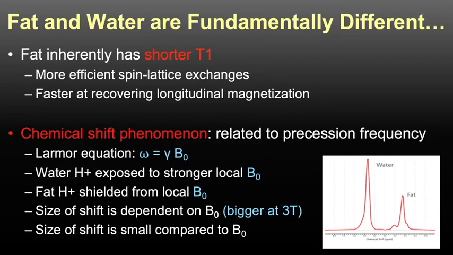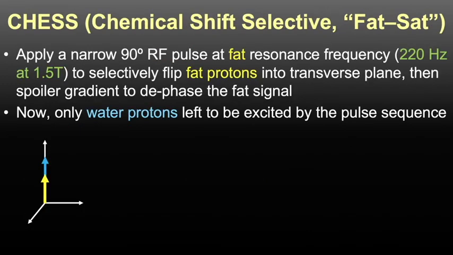And that size of the shift shown here on this graph is going to be dependent on the size of the overall magnetic field. So you're going to have a wider shift at 3T as opposed to 1.5T. However, it is also important to mention that that change in frequency, that size of the shift, is actually fairly small compared to the strength of B0. So this is going to be a fairly small difference between water and fat, but just enough so that we can use this phenomenon to perform fat suppression.